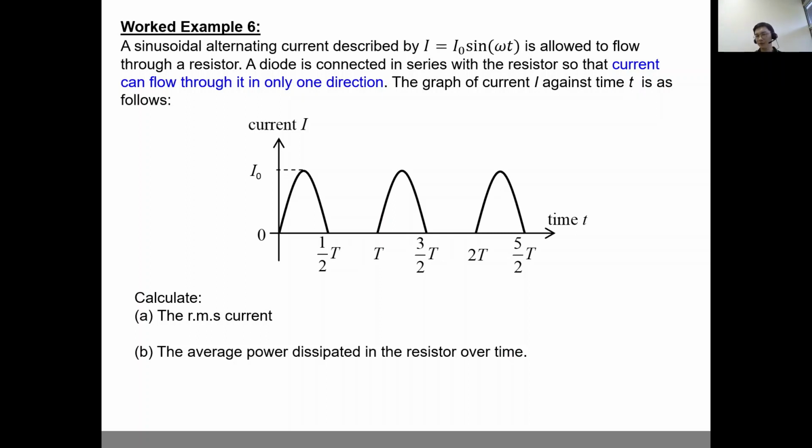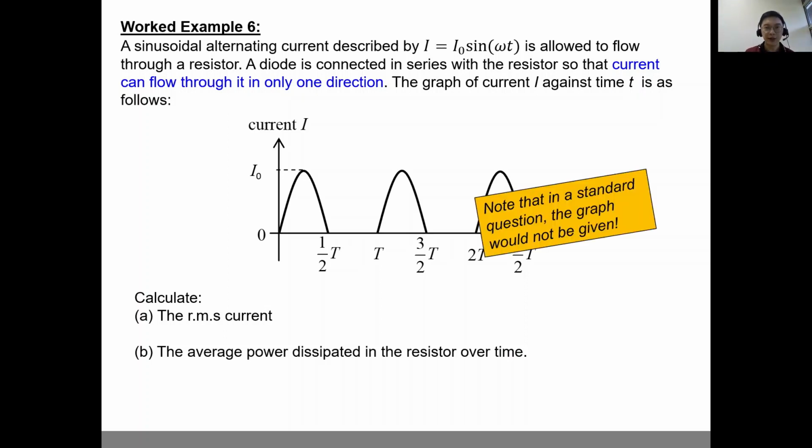We are now combining what we have just learned about rectification using a diode and what we learned in part 4 in the previous lecture. We're trying to find the root mean square current here and the average power dissipated over time. In a standard question, the graph will not be given. In an A-level question, you're supposed to draw this graph yourself and work it out from there.